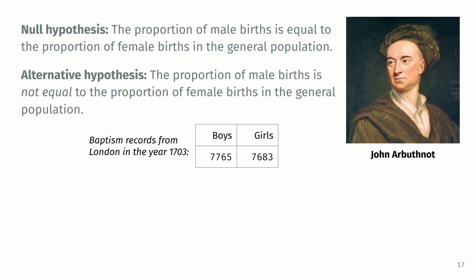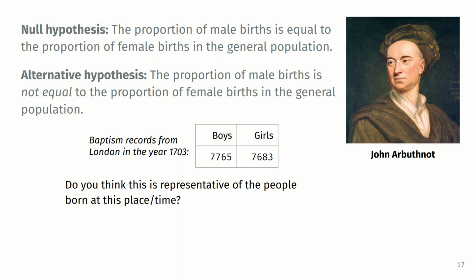And this exact question was addressed by an early British statistician, John Arbuthnot, shown here in this very fashionable turban. The data that he was working from were baptism records from London, a large city in England. And he did it for a number of years. These are the data from the year 1703. His data were just this: the number of boy births and the number of girl births recorded as such.